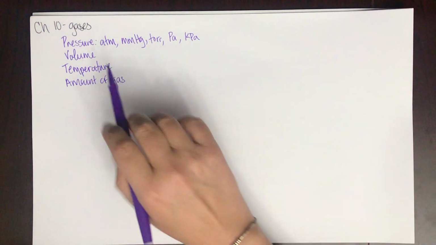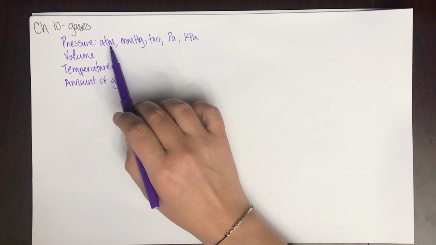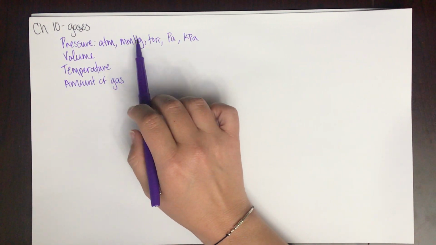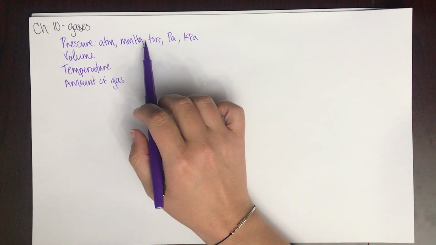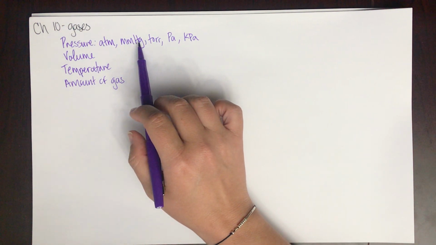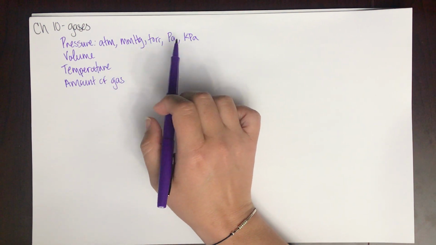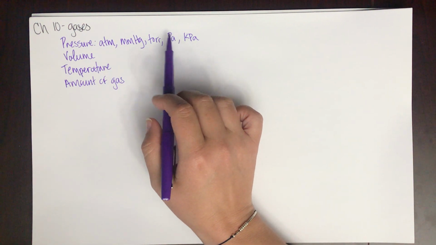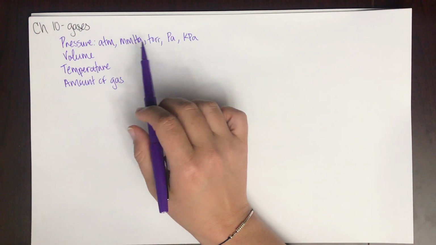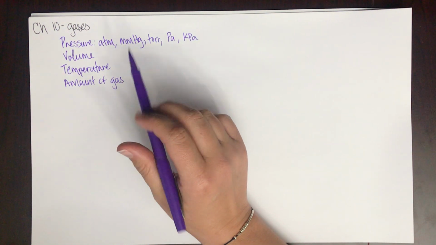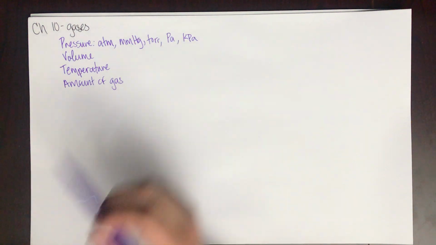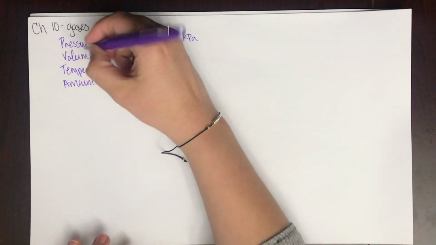We will probably talk about atmospheres most in this class. Millimeters of mercury is usually something you see in meteorology and weather, or inches of mercury when they're talking about atmospheric pressure. Pascals, kilopascals, and torr are sometimes used more in physics. But you'll have a chart that will allow you to convert between any of these pressures, depending on what the problem gives you.